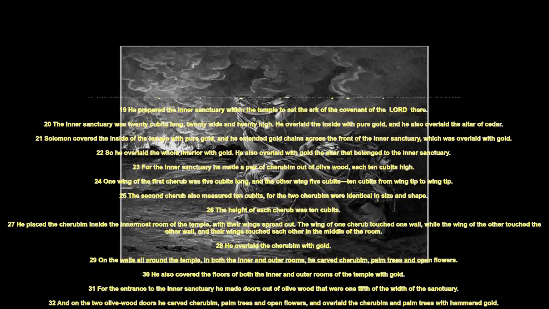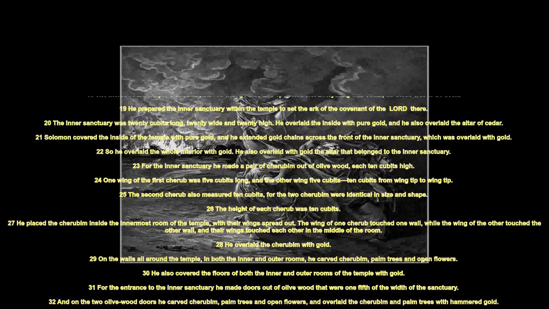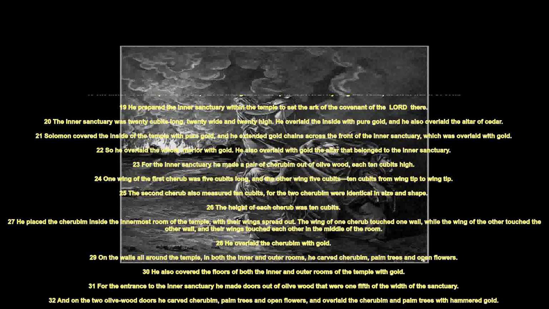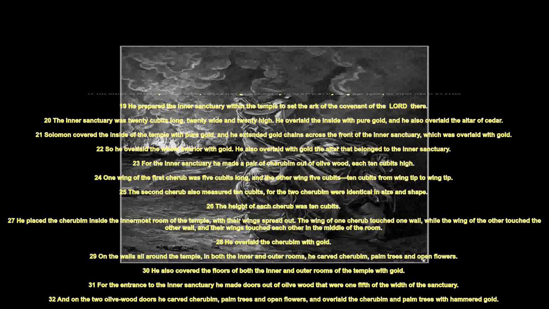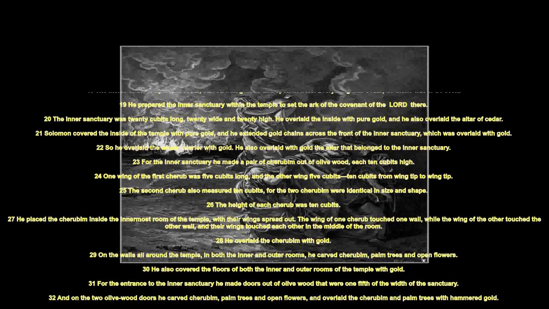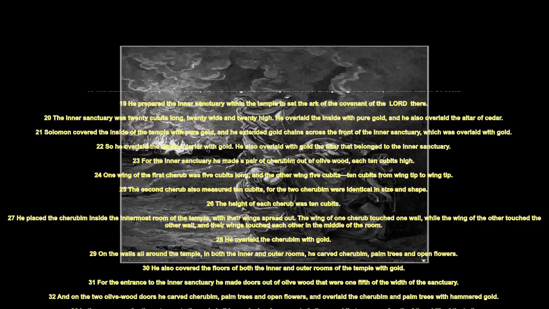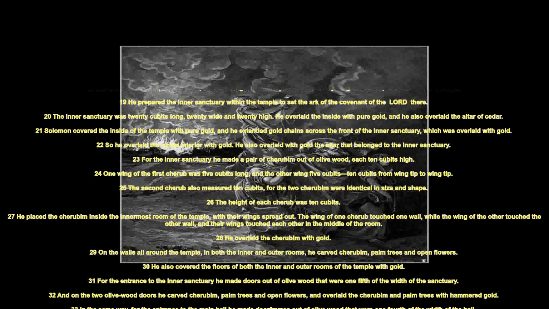Verse 4. He made narrow windows high up in the temple walls. Verse 5. Against the walls of the main hall and inner sanctuary he built a structure around the building, in which there were side rooms.